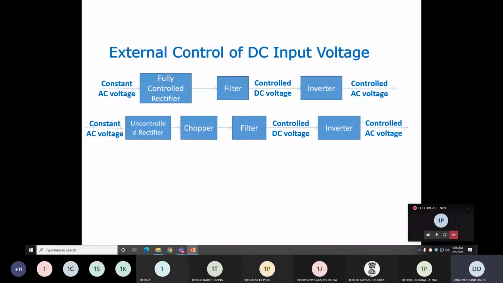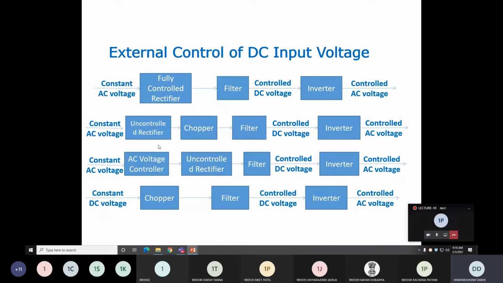In the same way, for the external control of DC input voltage, there are a number of methods. You can see here there are 4 different methods by which you can control the input DC voltage given to the inverter and get the controlled AC at the load. But again, you can see that one or more external devices are required. So generally we do not prefer this method for AC voltage control.